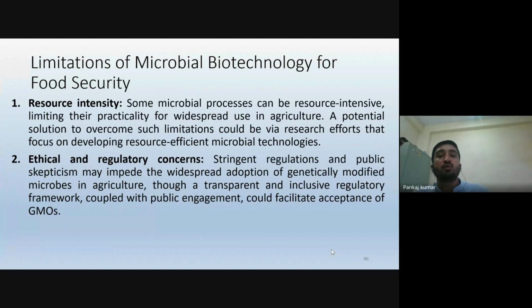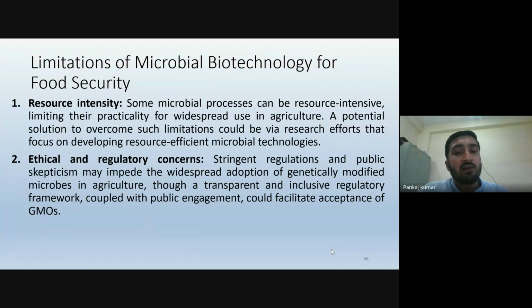Now, the limitations of microbial biotechnology for food security. So there is resource intensity. Some microbial processes can be resource intensive, limiting the practicality for wider use in agriculture. A potential solution to overcome such limitation could be wide research effort that focuses on developing resource-efficient microbial technology. So the research work on those microbial processes can be increased, and overall a common solution we can find. So overall this challenge can be solved.